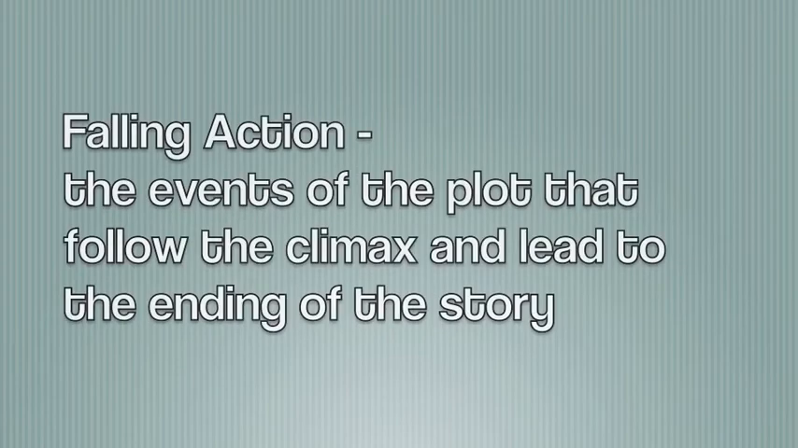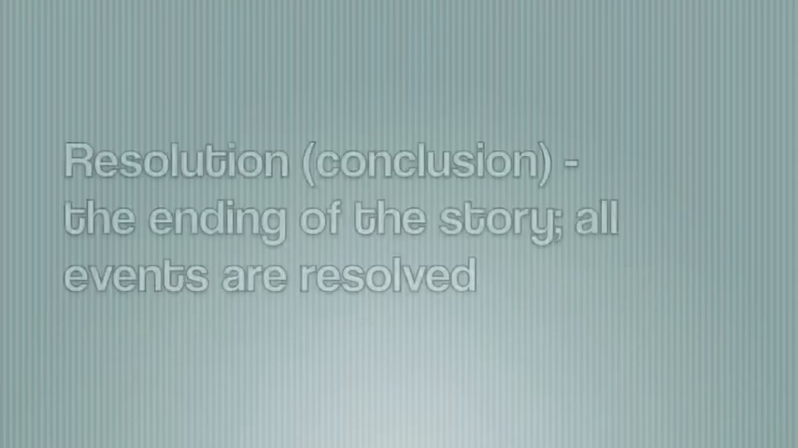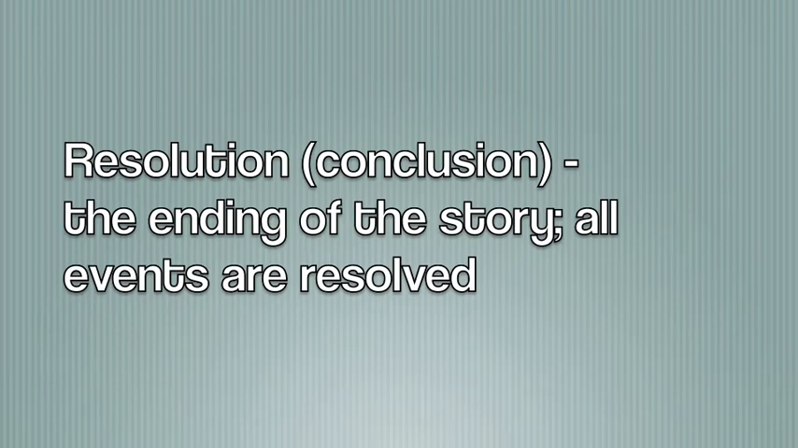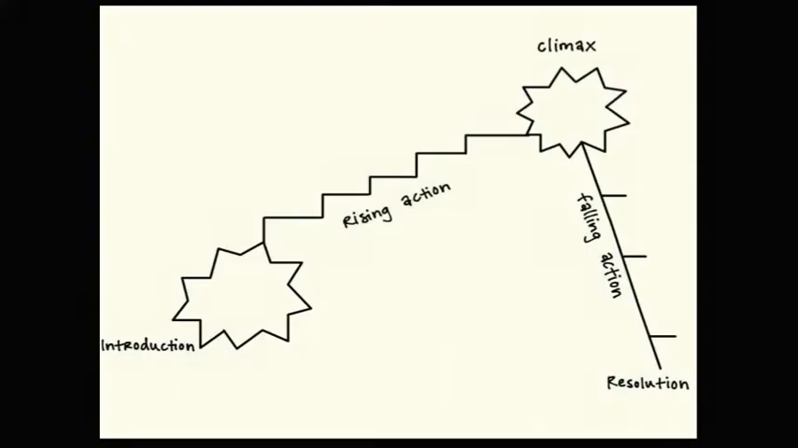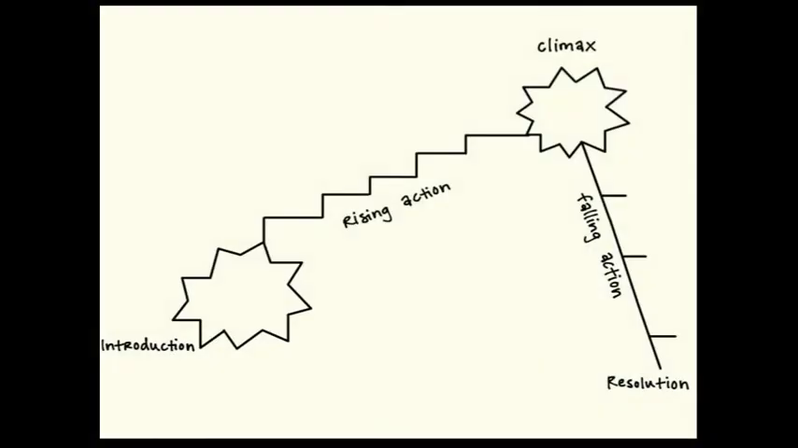The falling action includes the events of the plot that follow the climax and lead to the ending of the story. Finally comes the resolution or the conclusion. That is the ending of the story where all of the events are resolved. These 5 elements complete our diagram of plot development. Now let's apply it to the story of The Wizard of Oz.